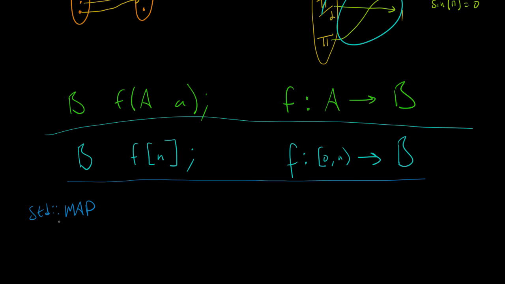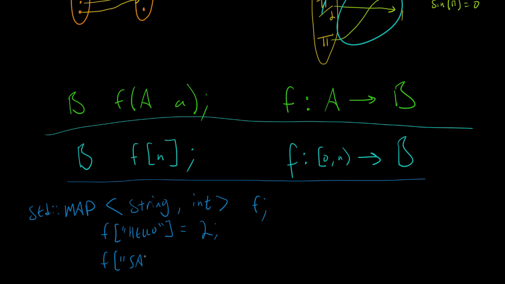Hopefully you are familiar with C++. This is going to be a C++ example. And I'm not going to use A and B anymore because that's making this too obvious. Okay. This is a std map from string to int. And I'm going to assign a few values here. Let's do hello equals 2. And sailor equals 5. So this also is a function.